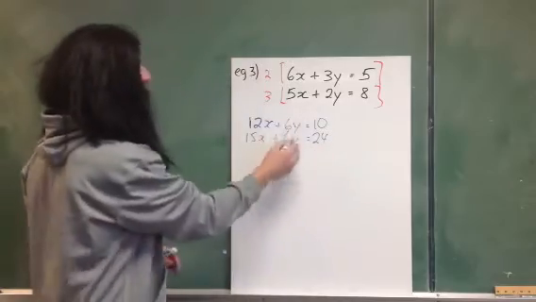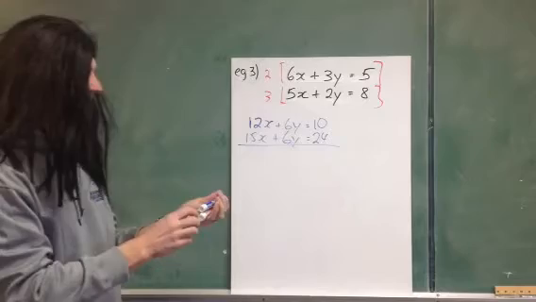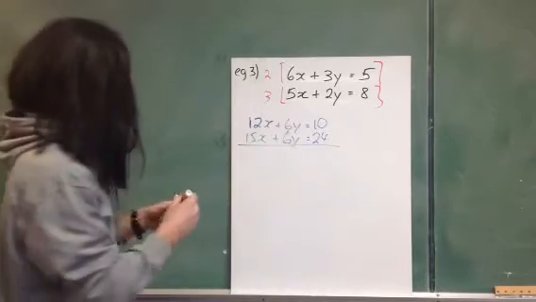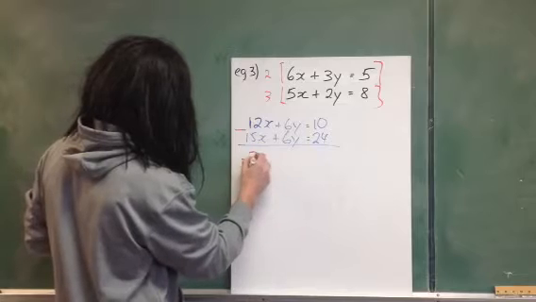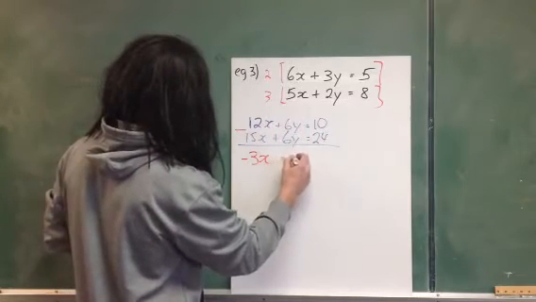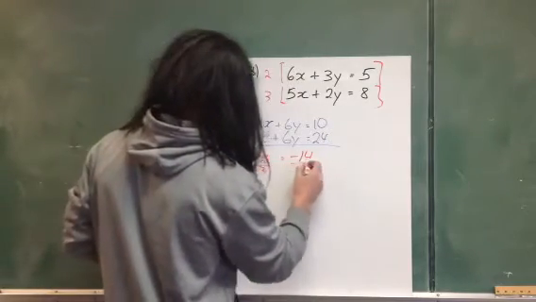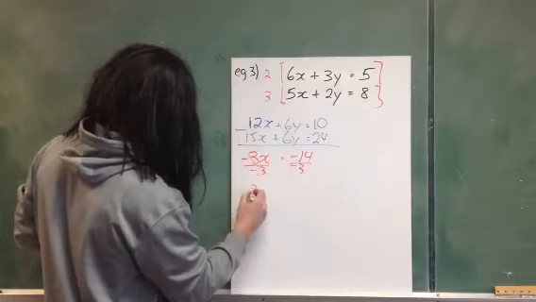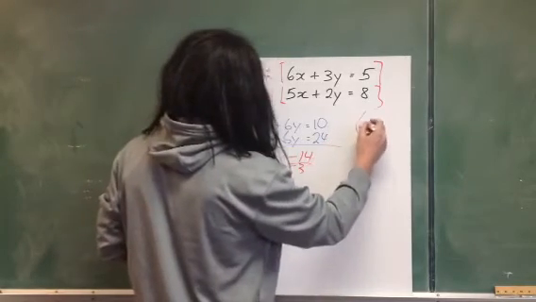As you can see, these are now the same. So I either have to add or subtract these. Well, in this case, I would subtract to get 0 y's. Here we go. 12x's minus 15x's is negative 3x's. No y's. 10 minus 24 equals negative 14. This one's not going to work out very nicely, but hopefully it's still good. x equals positive 14 thirds. So that's part of my solution.